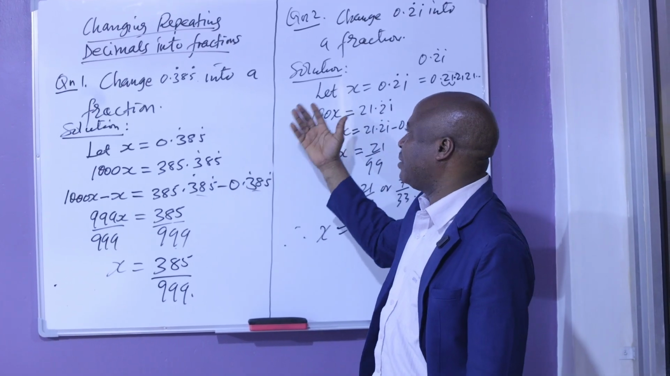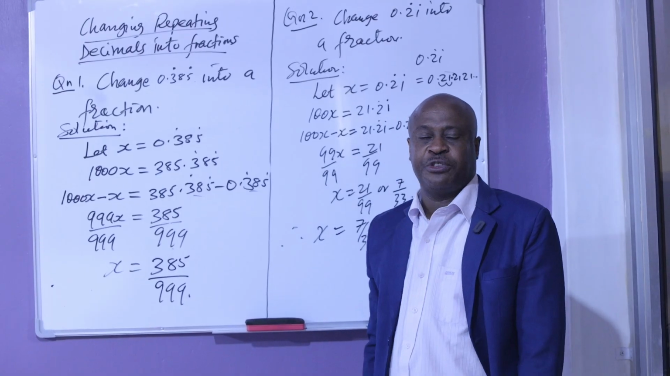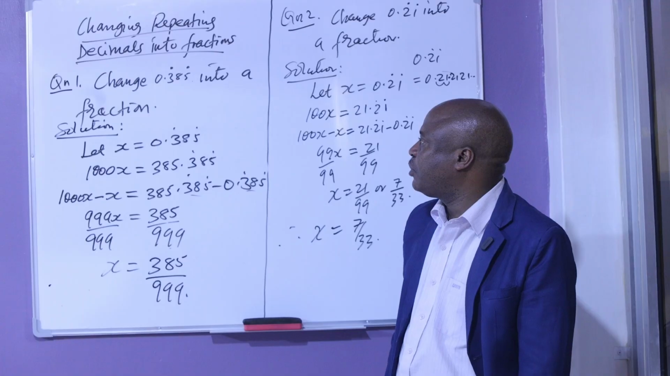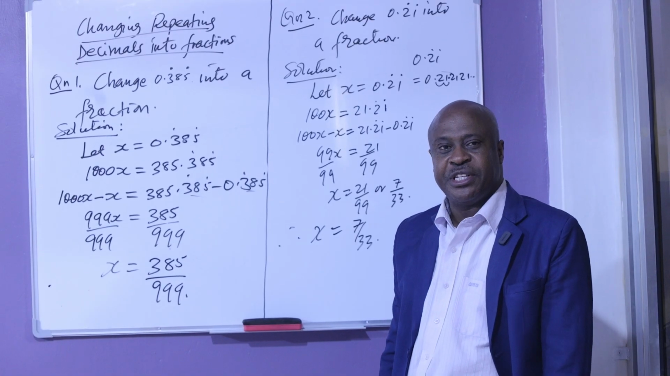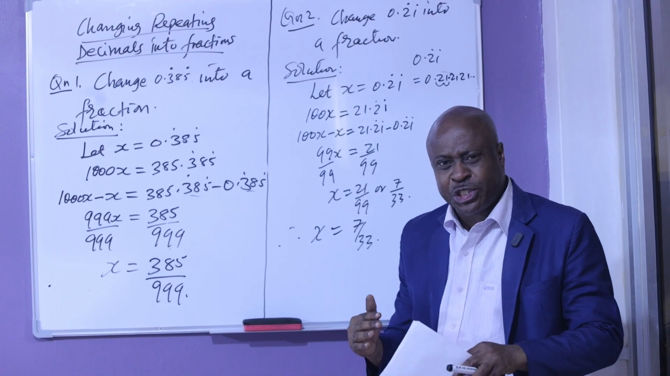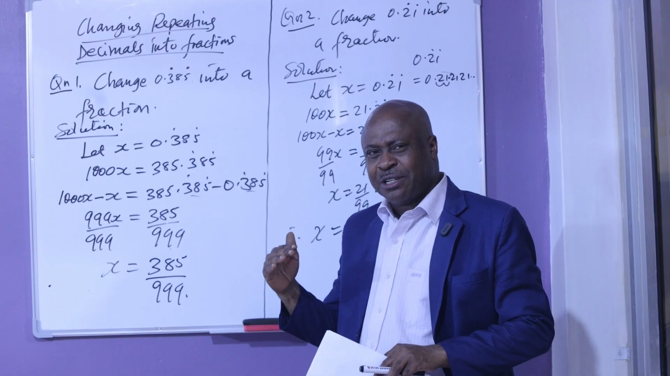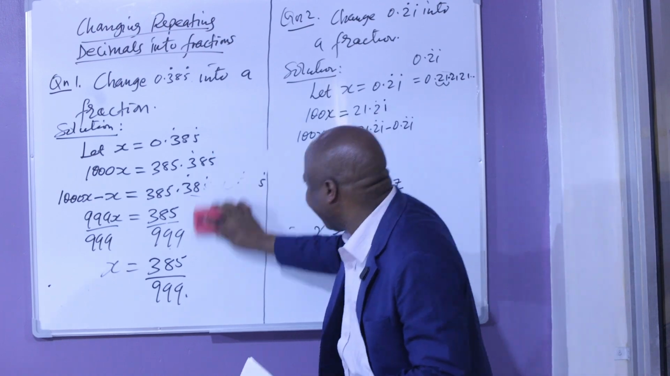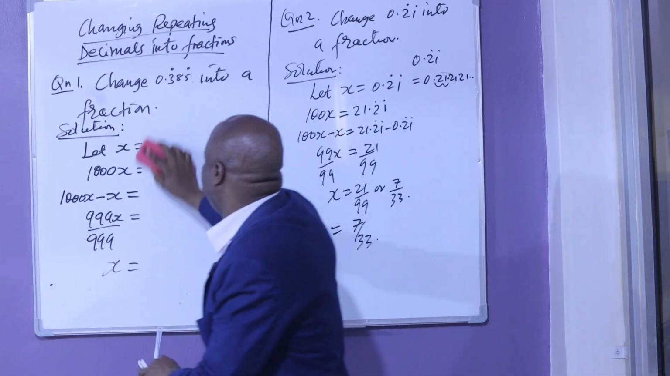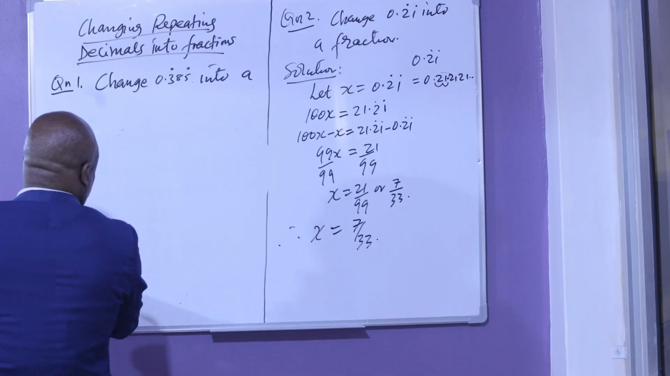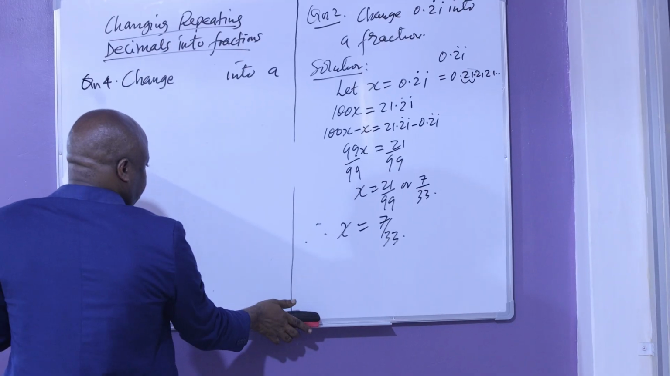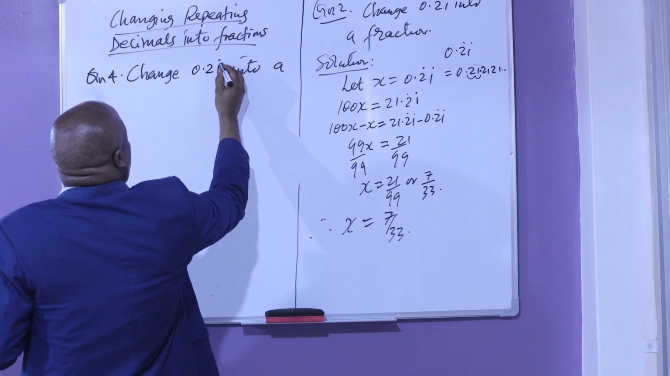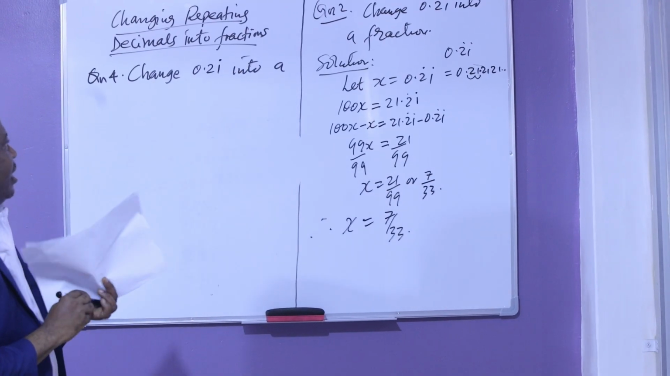Okay, so this is the lower level, the simple level, of questions of converting repeating decimals into fractions. Now let's move into a little bit higher level, the second level. According to me, I'm calling it second level, and see what we are getting. Change 0.21 with a dot over the 1 into a fraction.